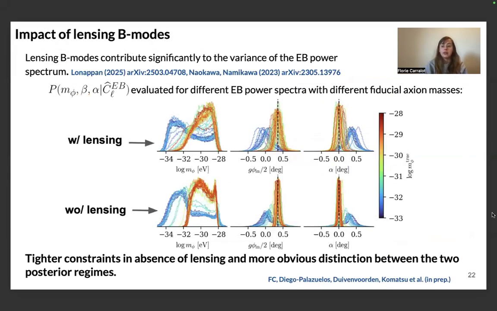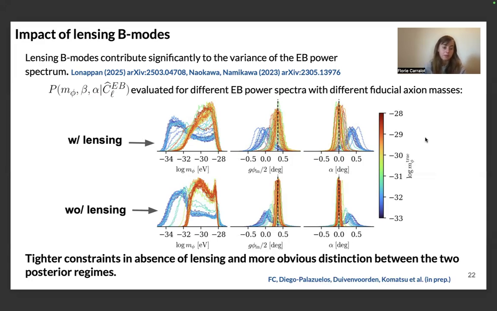Then we looked at the impact of lensing B modes, because lensing B modes contribute significantly to the variance of the EB power spectrum. So what we did here is to infer the posterior using simulations that do not contain lensing. And then we evaluated the posterior for different EB power spectra, which have different fiducial axion masses, as you can see with this color bar.